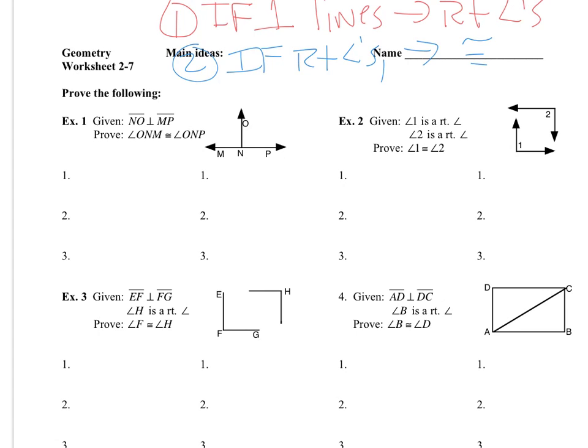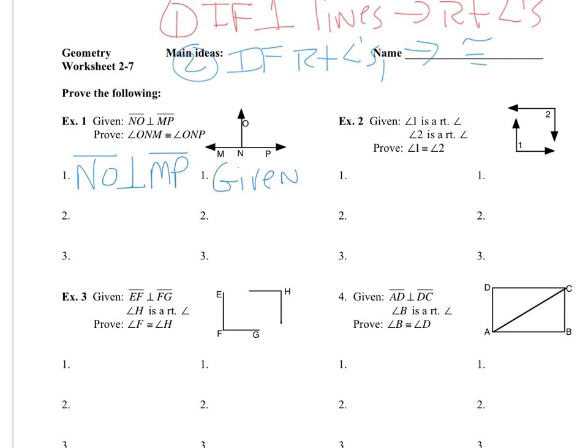So let's look at our first proof today. Our first proof is example 1. We have a given: NO is perpendicular to MP. And we're going to prove that angle ONM is congruent to angle ONP. So the first thing we're going to do is mark down the given. Our given is NO perpendicular to MP. And that is a given.